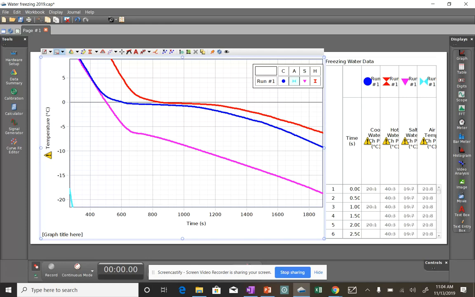Go ahead, Leah. The what? Cold water freezes faster than hot water. Is that what you had predicted? Okay, some yes, some no. Why would you predict that cold water would freeze faster than hot water?